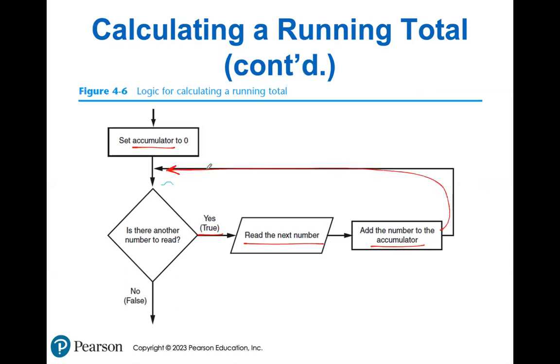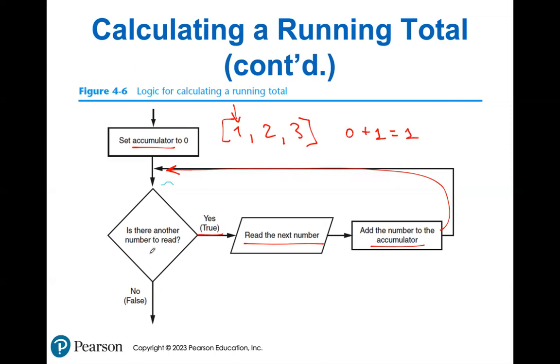So for example, if we have a range of numbers from, let's say, 1 to 3, and we have our accumulator set to 0. Then we're checking, do we have another number to read in our sequence? Well, yes, we have our 1. Then that 1 is going to be added to 0. So we're going to have 0 plus 1. Now our accumulator equals 1.